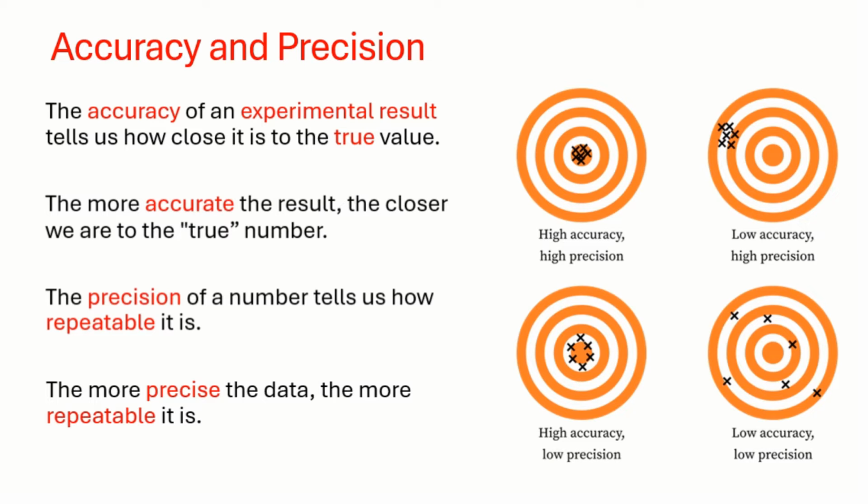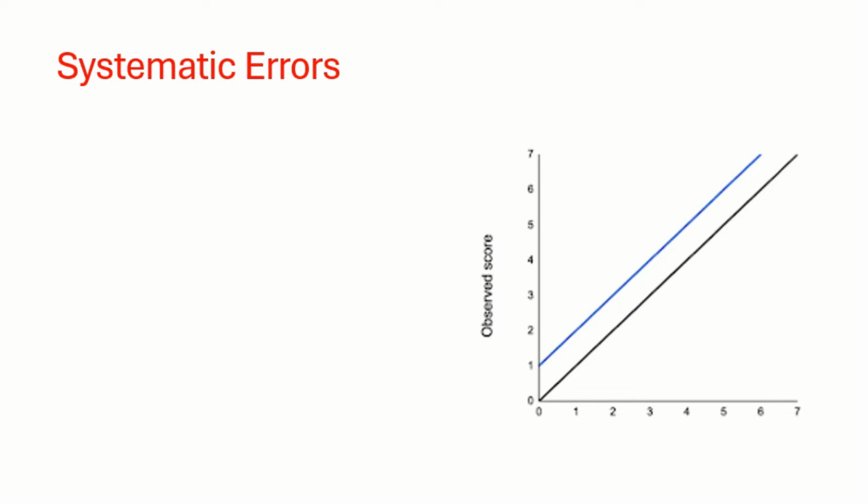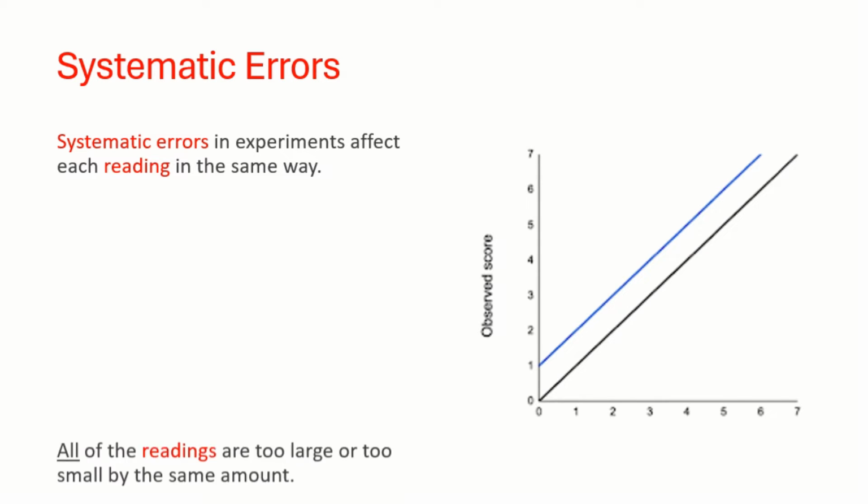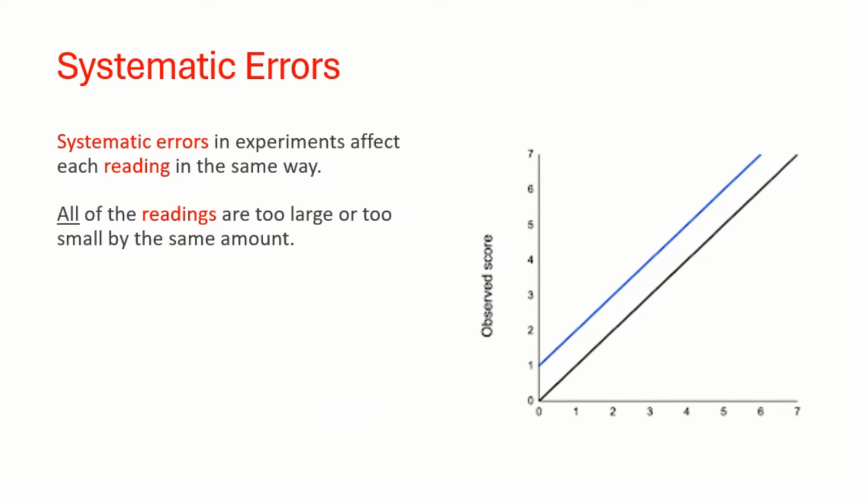The first type of error is what we would call a systematic error. Now, as the name suggests, systematic errors are to do with the system. And what they do is they affect our data in the same way. So we might be taking multiple readings, and we notice that all of our readings have been affected in the same way. In other words, they might be too big or too small, but they are too big or too small by the same amount.